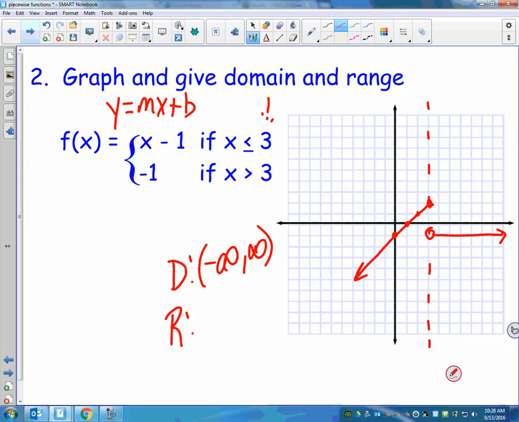Now the range can be a little bit trickier on these because you have to think about which y values are included. You have one going forever in one direction. What's the biggest or smallest y value that I have on here? So, anybody have any thoughts about the range on this one? Chandler, what do you think?